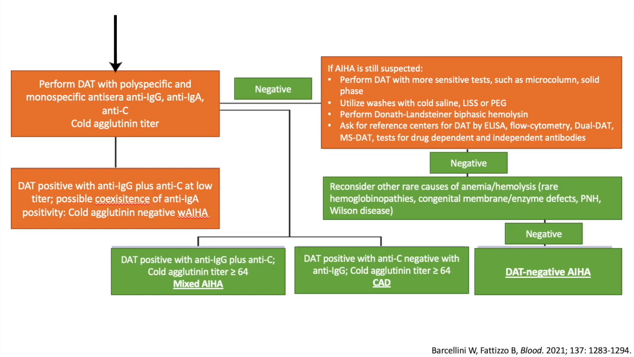Even if we increase the sensitivity of the test, up to 10% of patients may remain negative at the direct antiglobulin test. In this case, we need to exclude all the other forms of autoimmune hemolytic anemia, and the diagnosis is made after a first trial of steroid therapy. So we call it the ex juvantibus diagnosis after response to steroid treatment.